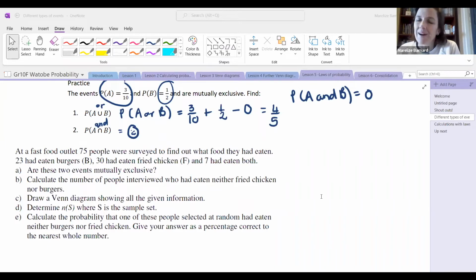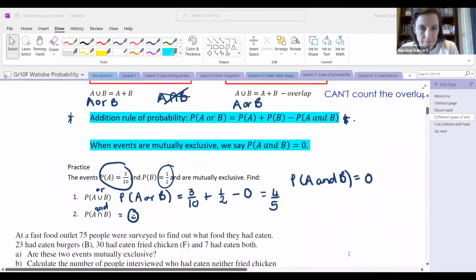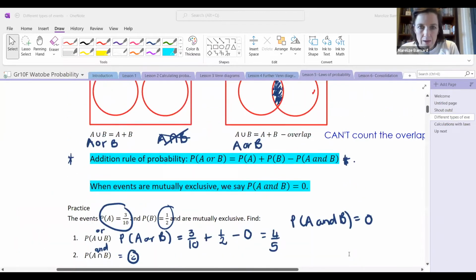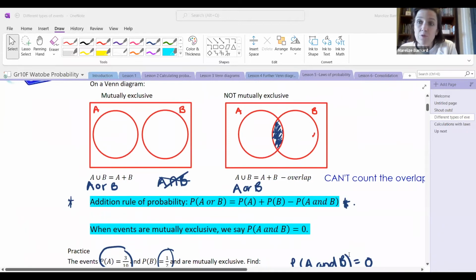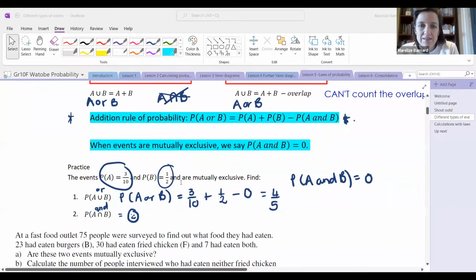Hi, ma'am. For question 2, I want to know, how do we get 0? Could you please explain? Okay, so for mutually exclusive events, they cannot occur at the same time. So the probability of A and B is 0. That's why. Oh, so it says there at the start of the question that the events are mutually exclusive. So then immediately we must know that the probability of A and B equals 0. Thank you.